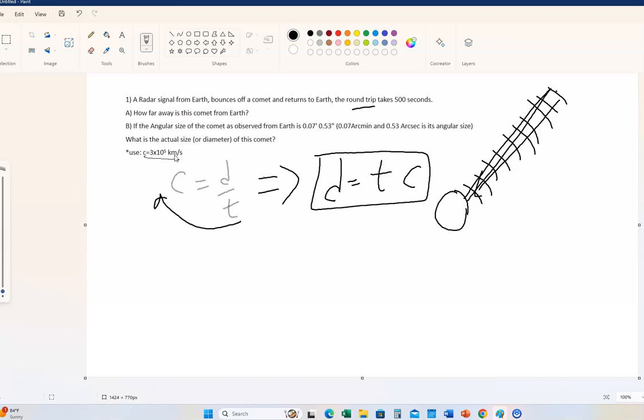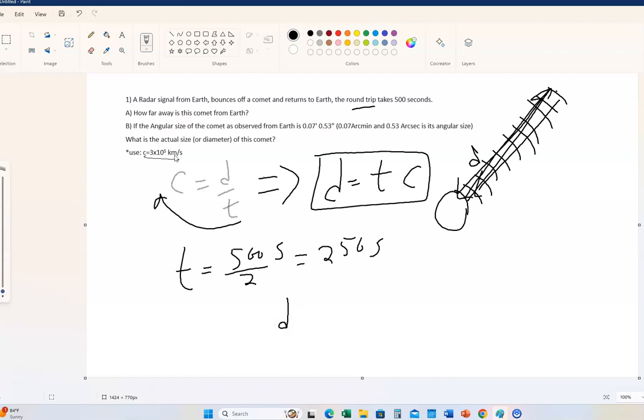So the distance d here. If I want to know what d is, the distance from Earth to the comet, then I'm only interested in half of the time. So the round trip time is 500 seconds, but the time it takes to get to the comet is just 500 seconds divided by 2. That's of course seconds. And so the time here is 250 seconds.